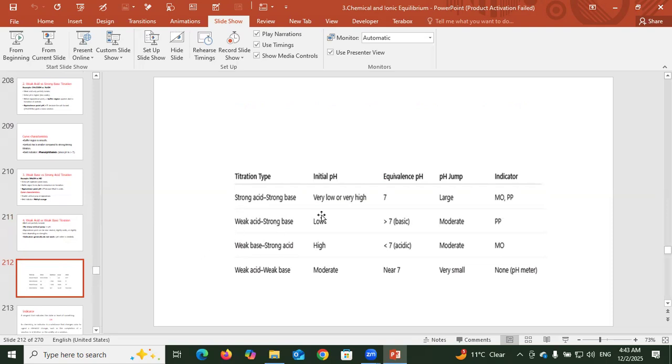Strong acid, strong base: methyl orange and phenolphthalein. Weak acid, strong base: greater than 7, so phenolphthalein. Weak base, strong acid: less than 7, moderate, methyl orange. Weak acid, weak base: moderate, near 7, very small jump. pH meter is required.